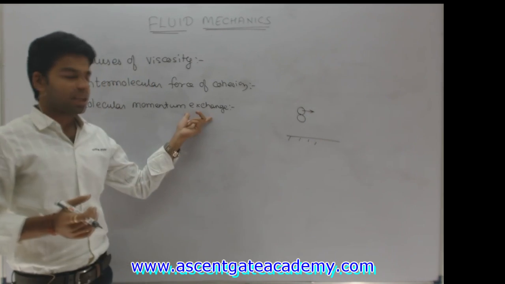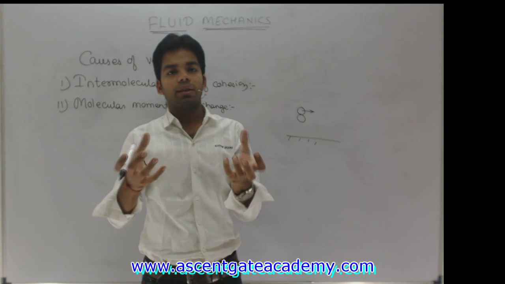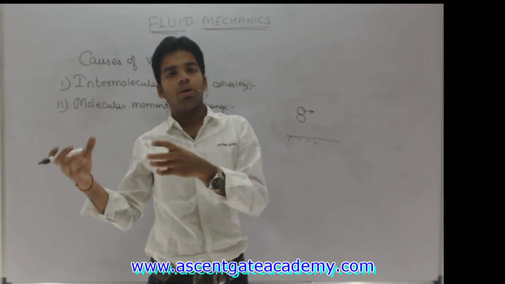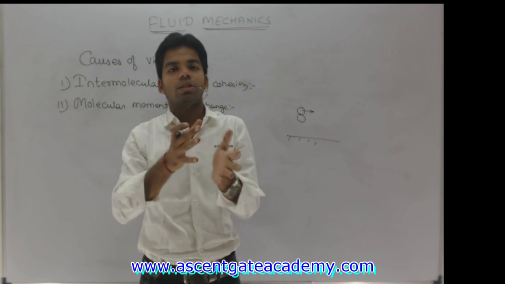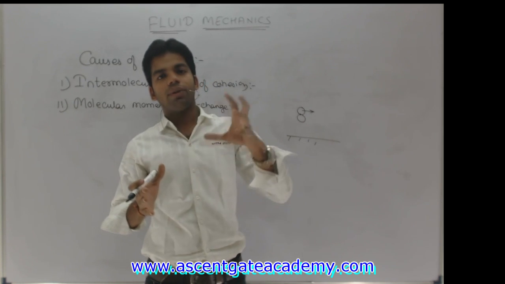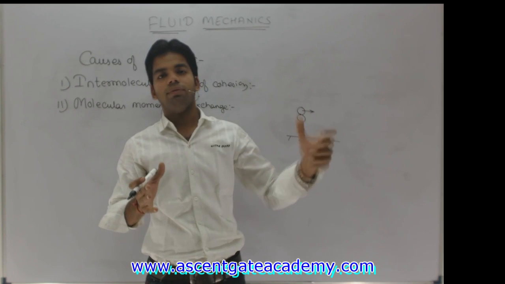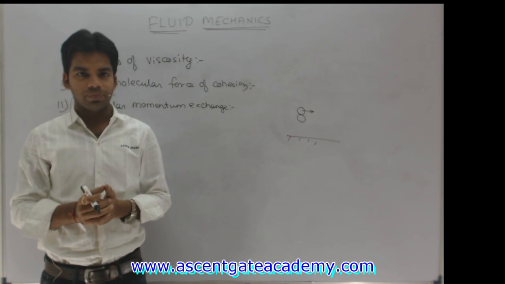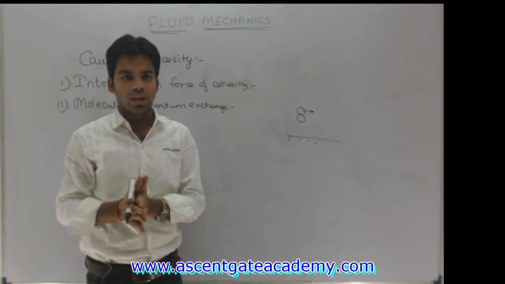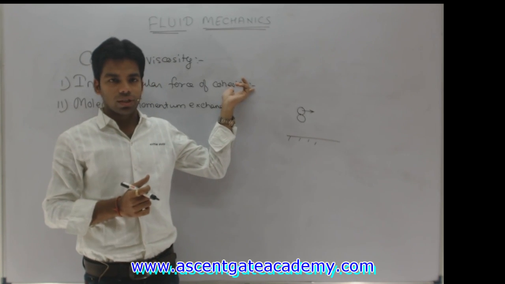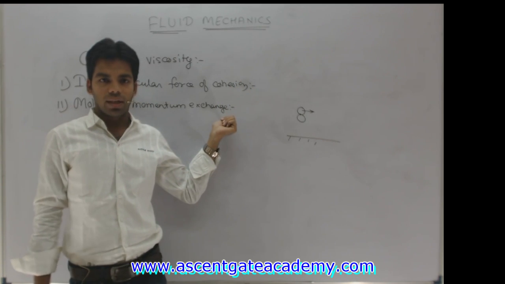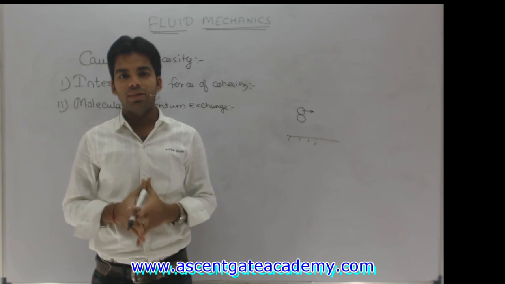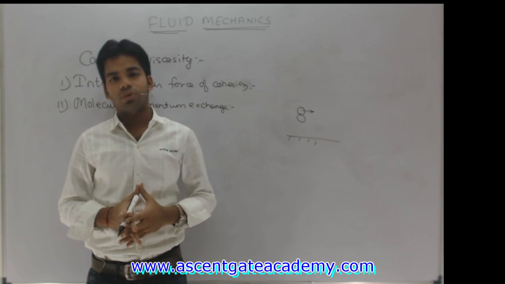Second is molecular momentum exchange. As we know, in gases the molecules are moving, and when the molecules are moving they collide with each other and exchange their momentum. Because of that, their motion is resisted. That is nothing but molecular momentum exchange. So basically in liquids the viscosity is because of this intermolecular force of cohesion, and in gases the viscosity is because of this molecular momentum exchange. So these are basically two causes of viscosity.